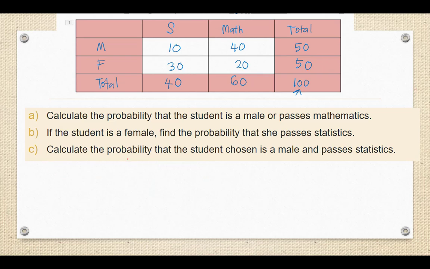Question C: calculate the probability that the student chosen is a male and passes statistics. So the notation for question C will be probability of male intersect with passes statistics, which will be S. So we can straight away get from the table male intersect with statistics. So we get 10 over the total 100. And then our answer will be 0.1.